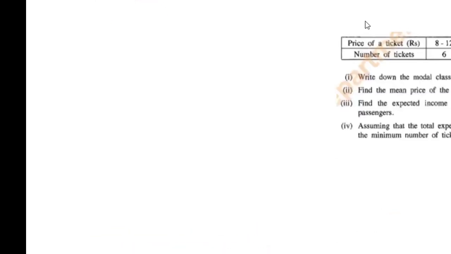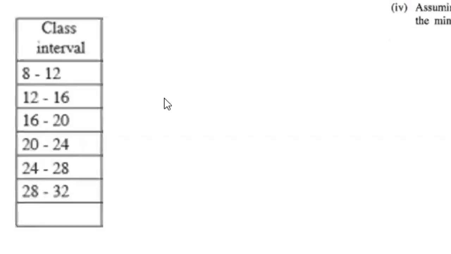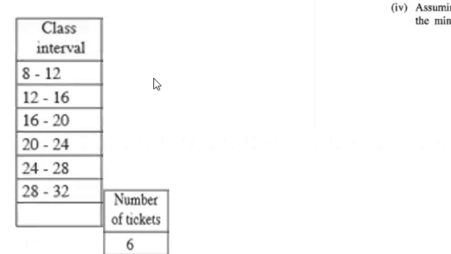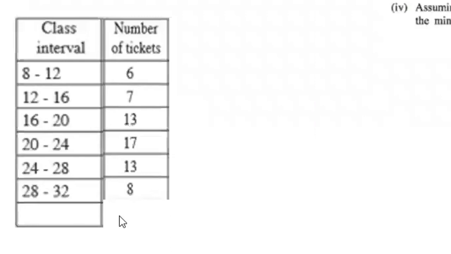Okay, now we will see how the answer is developed here. So the modal class is 20 to 24. This is the interval given, you have to write it down, and then the number of tickets issued is given like this, and then you can find the total. That's the frequency, 64. You can add and check, 64 will come, right?